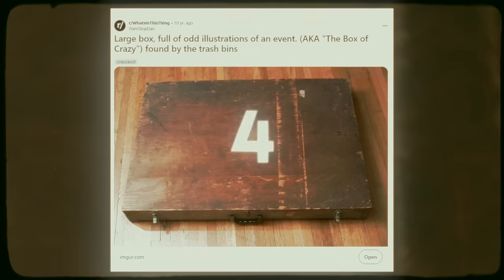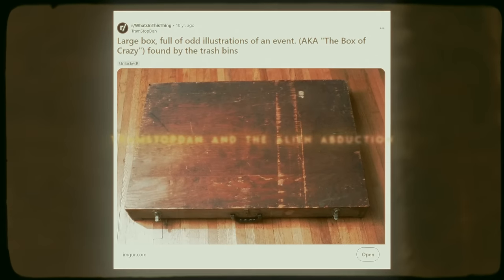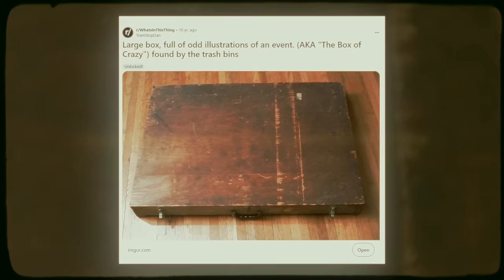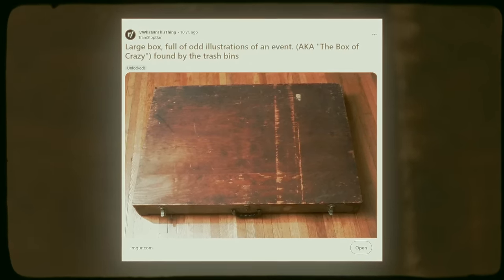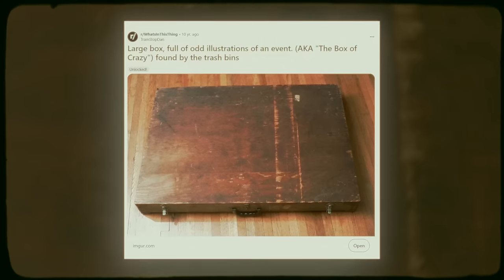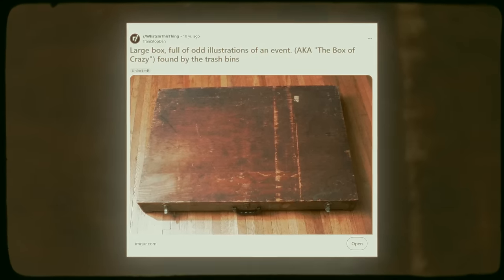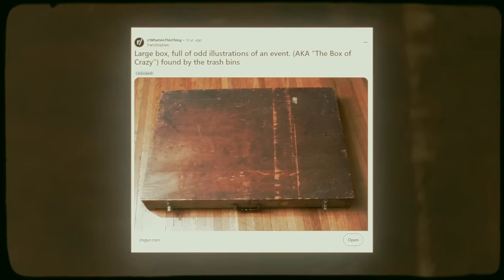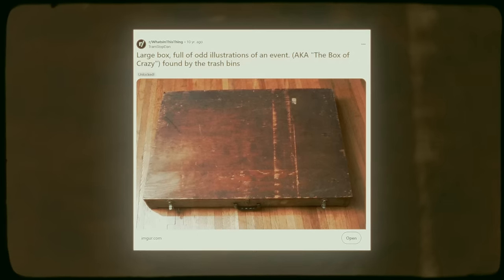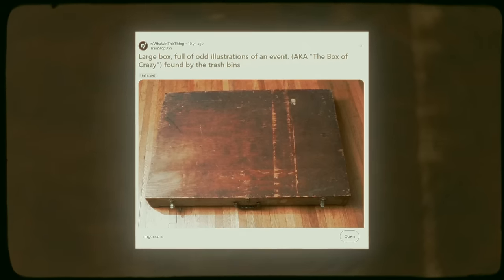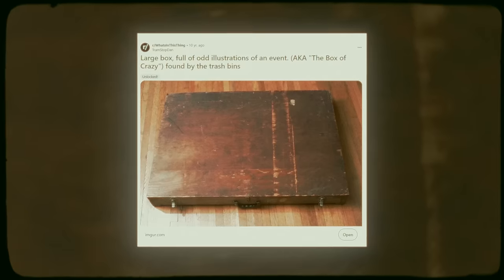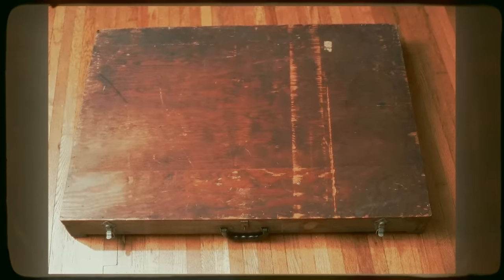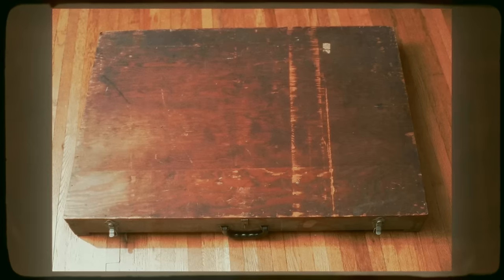Number 4. 10 years ago, Tram Stop Dan posted an image to the What's This Thing subreddit. The image was that of a large box, full of some really odd illustrations of an event, that the user had found near the trash bins. The box was around 29 inches by 38 inches on the exterior, and it was said to smell of dampness, as if it had been stored in a basement. The user named this box the Box of Crazy. Inside of it, there were various pages, some of which were blank, and others that had detailed stories on an event.